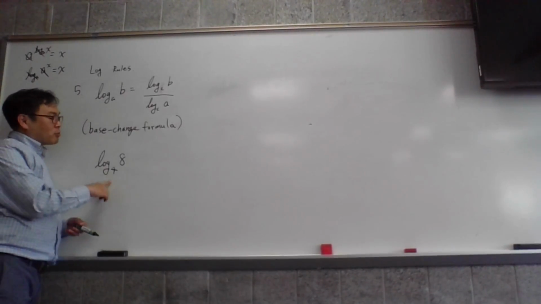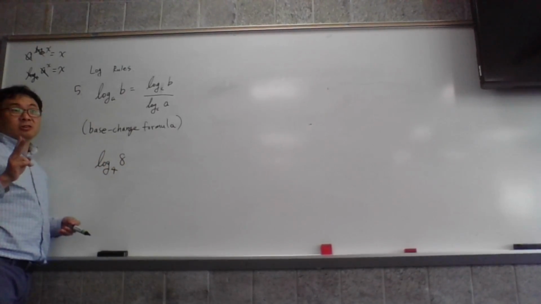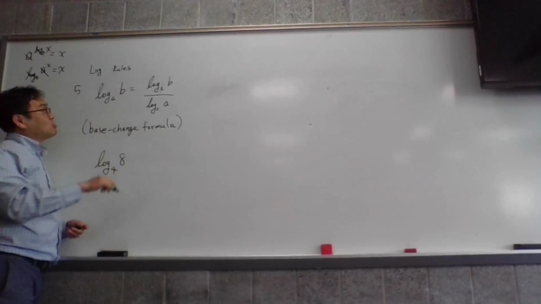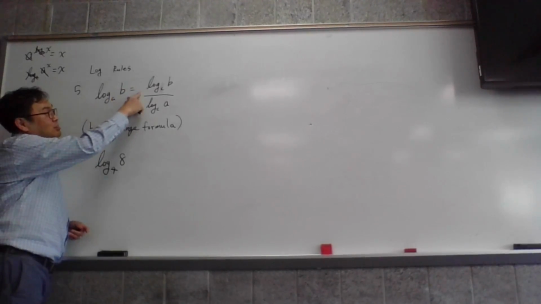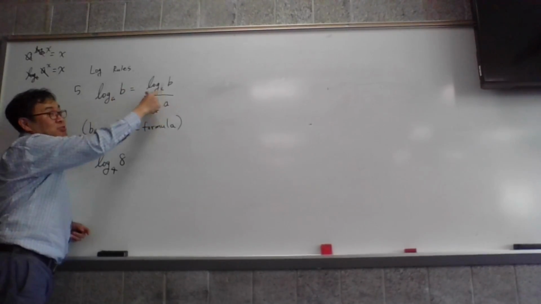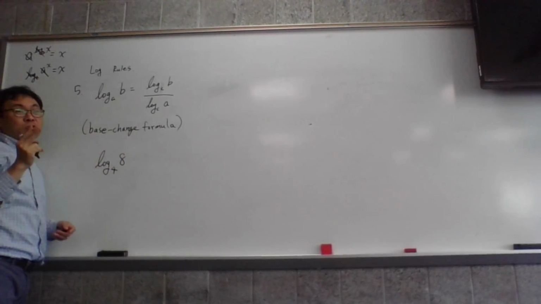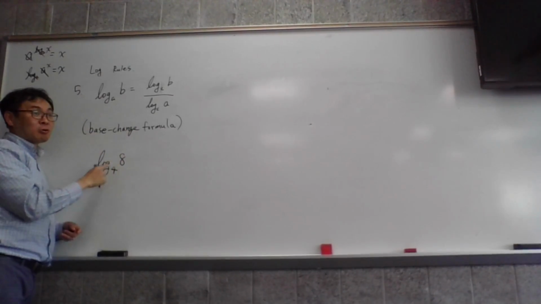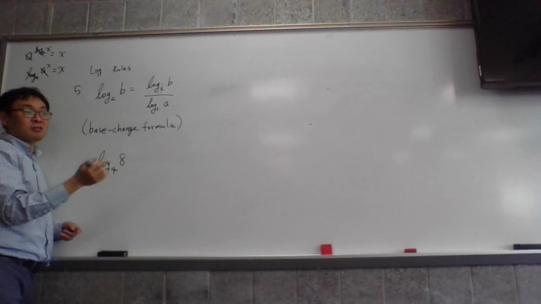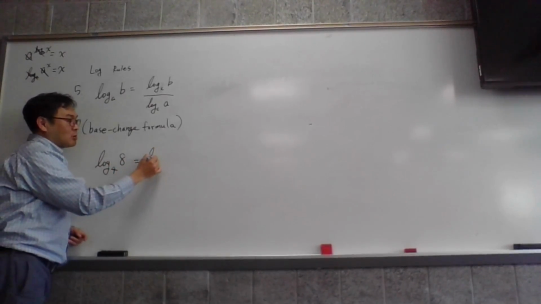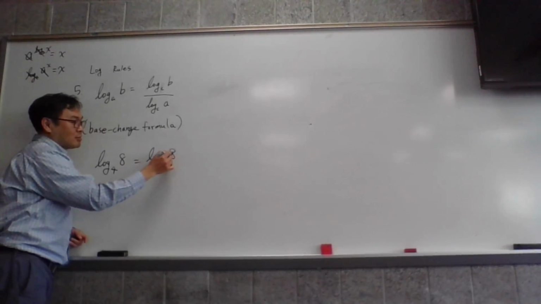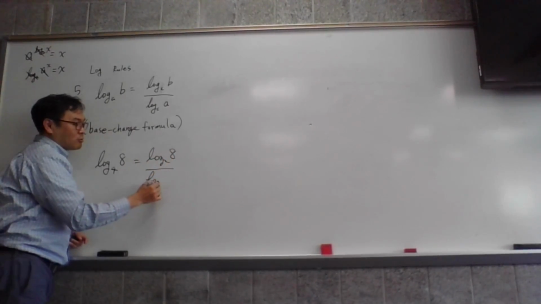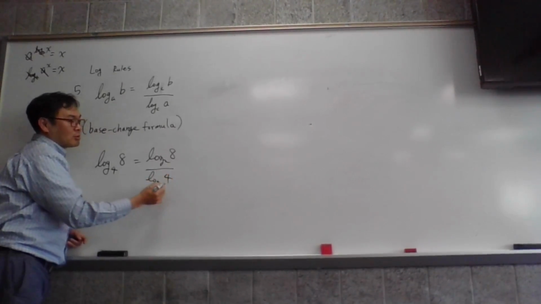But you do see that 4 and 8 are both powers of 2, right? So what you do is you say this is the same as this, and I'm free to choose whatever the c is. And I choose c to be 2 because they are both powers of 2. Make sense? So if I write down log base 2 of 8 and log base 2 of 4, then suddenly everything makes sense.